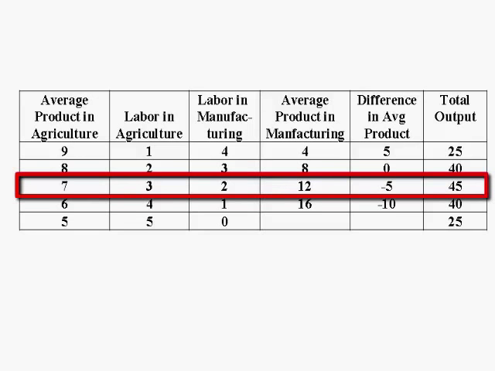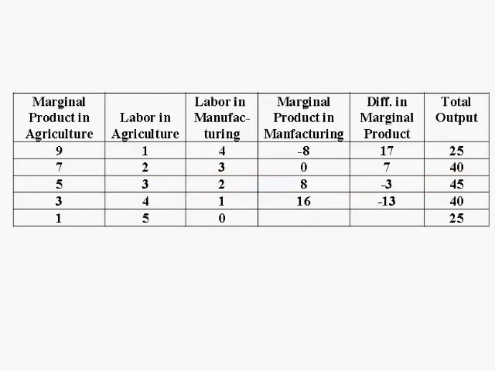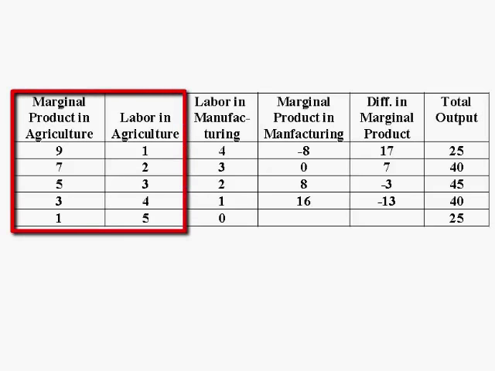Let's go to the third table, where I now use, instead of average product, marginal product in agriculture and marginal product in manufacturing. If you want to get back to the total output, we would sum the marginal products. So one worker produces 9, as we said here. We said 2 workers produce 16. So 9 and 7 are 16.